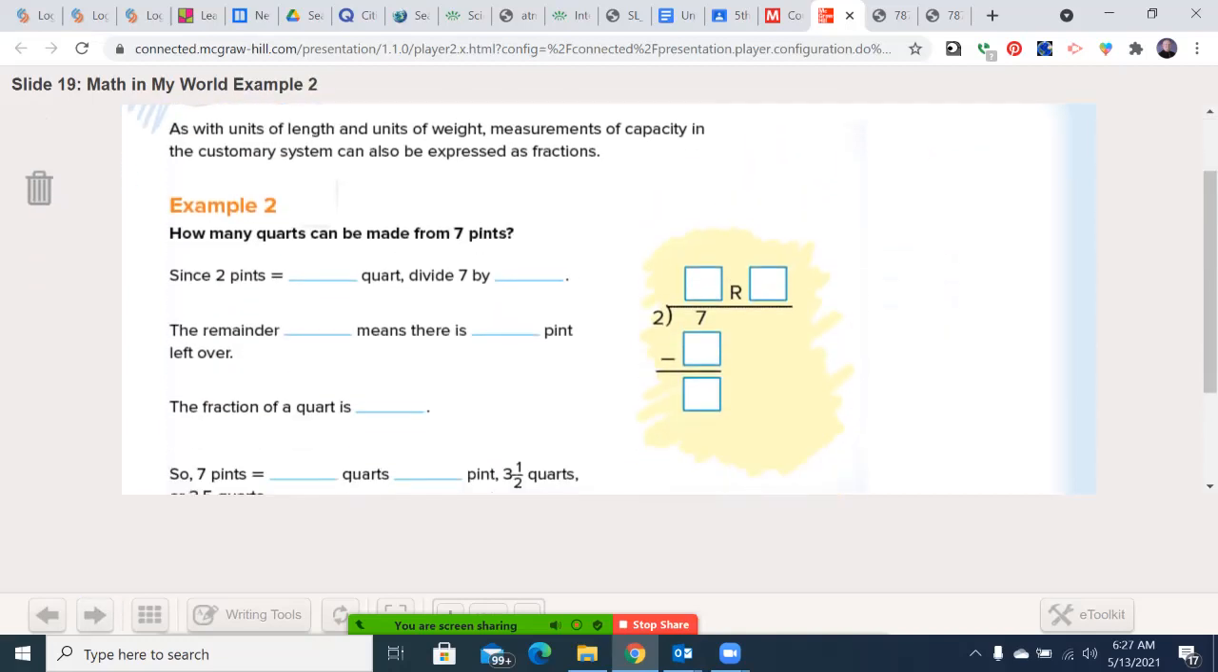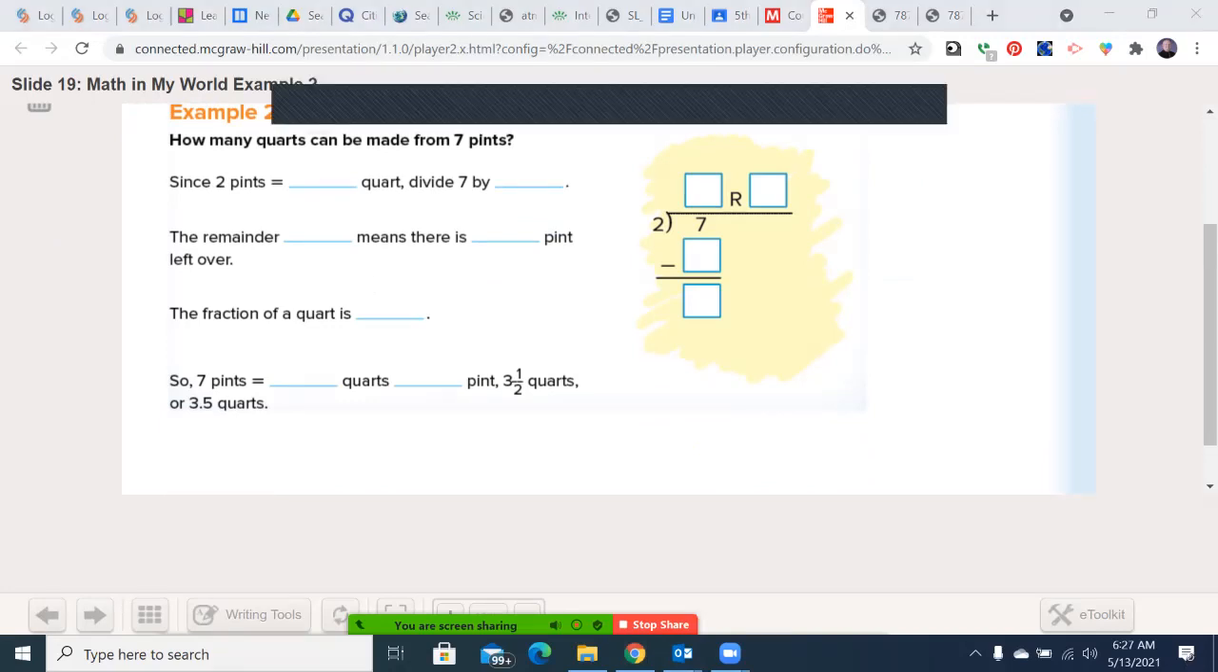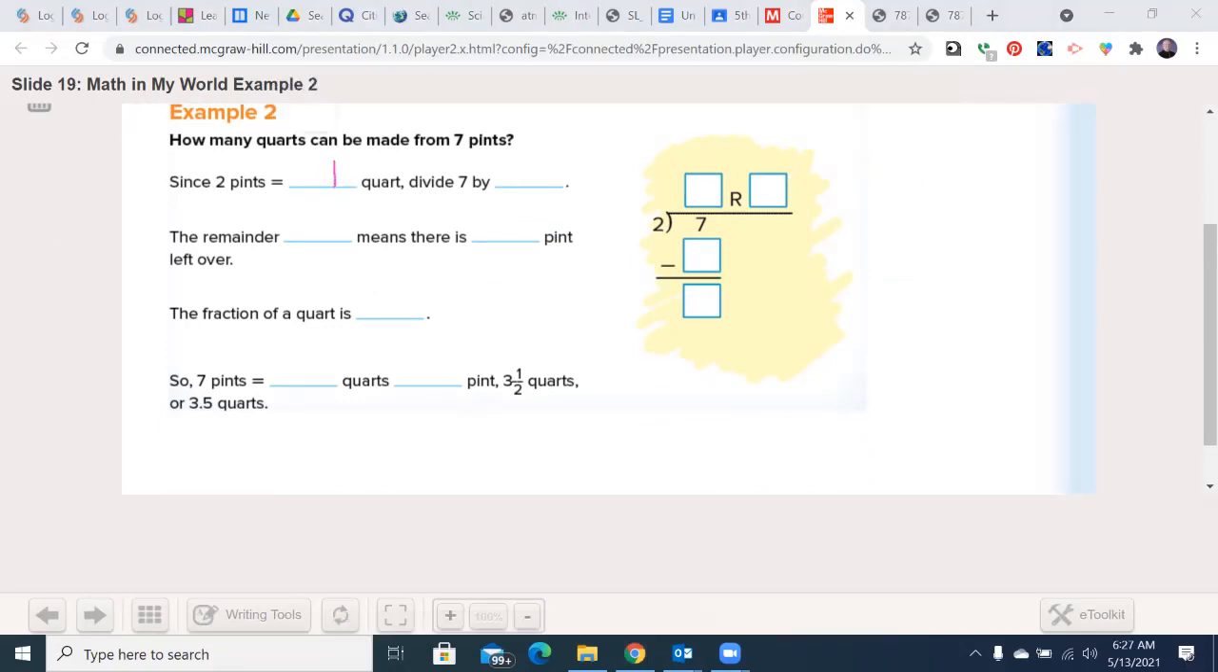All right, so now we are on the top of page 840, the next page, with example niche. How many quarts can be made from 7 pints? So we start by asking ourselves, a pint equals how many quarts? That's 1. So 7 divided by 2, which is going to be 3. 3 times 2 is 6. I'm going to subtract. I get a remainder of 1. It means there's 1 pint left over.